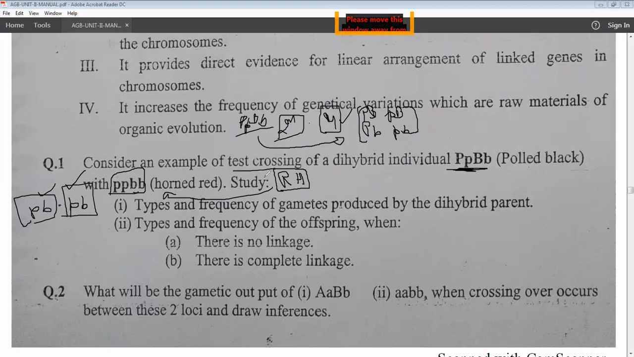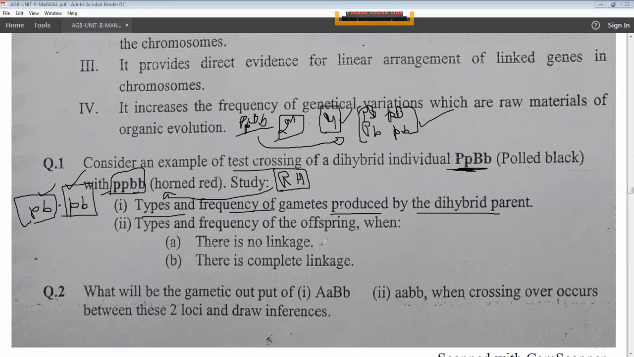In the case of test crossing, we are testing the genotype of the individual. These are the 4 kinds of gametes produced, and this is the single kind of gametes produced by this particular individual. These are the types and frequency of the gametes produced by the dihybrid parents.